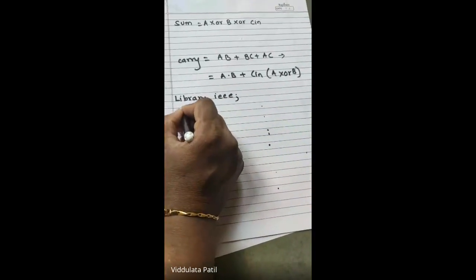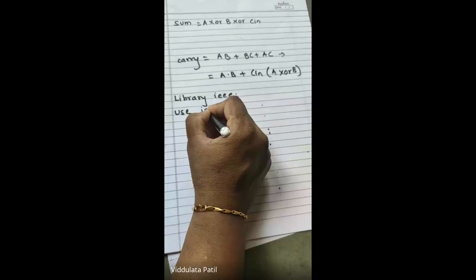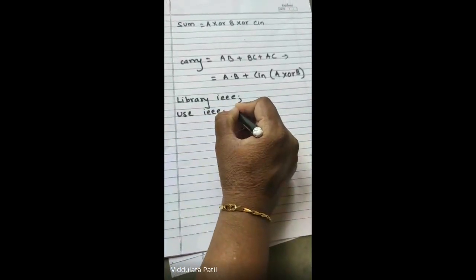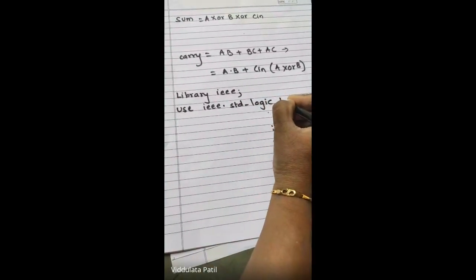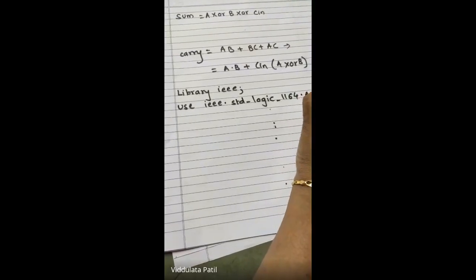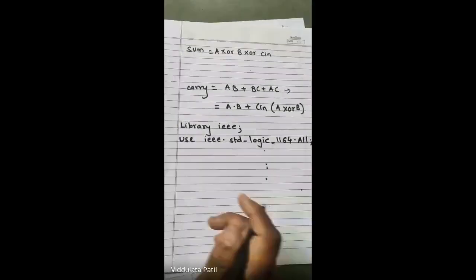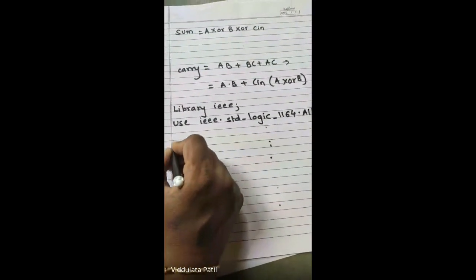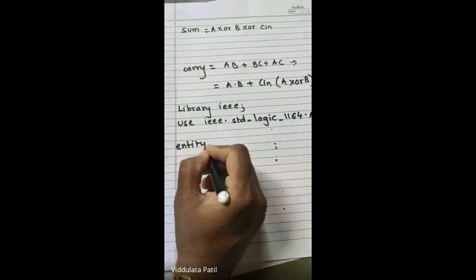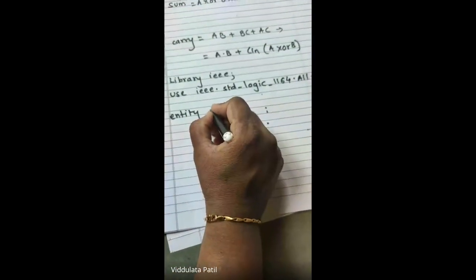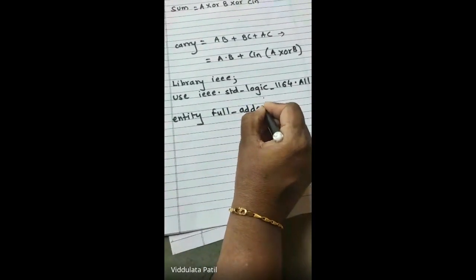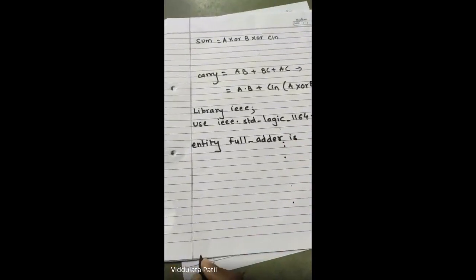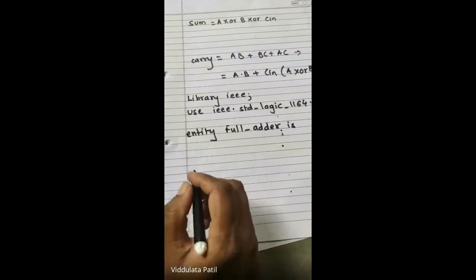So IEEE. Then we are going to use the package, that is IEEE dot std_logic_1164 and all the functions from this, so it will be dot all. Okay. Then after that we need to go for the entity declaration. So entity, we will have the name for this entity as full_adder. Entity full_adder is.